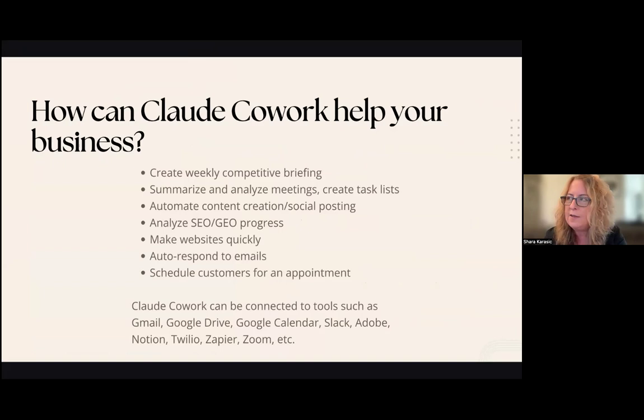You can do things like create a weekly competitive briefing, which I'm going to go over how to do that today. You can automate your content creation and social postings. You can analyze your search engine optimization or generative engine optimization progress. Generative engine optimization would be optimizing for the AI engines. You can quickly make websites, auto respond to emails, set up reminders, all kinds of things.